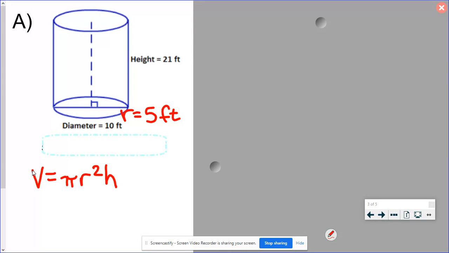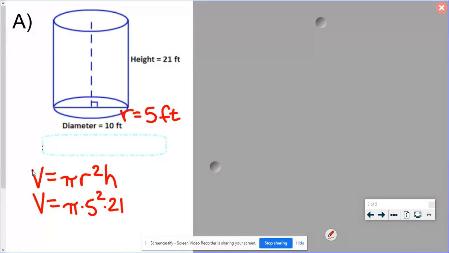And when I substitute 5 in for the r, 5 squared is 25. It is not 10. They are not interchangeable. You have to make sure that you're using the radius. So my substitution, I would have pi times 5 squared times 21. This is where you're going to grab your calculator. And again, I'm not going to type in 5 squared because I know that that's just going to be 25 times 21, and then multiply that by pi.